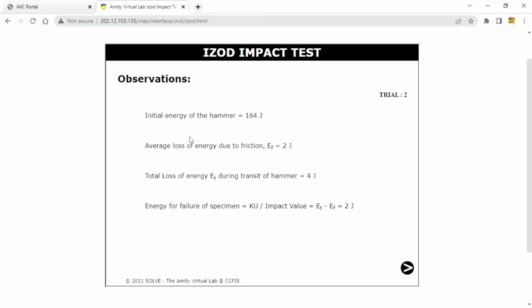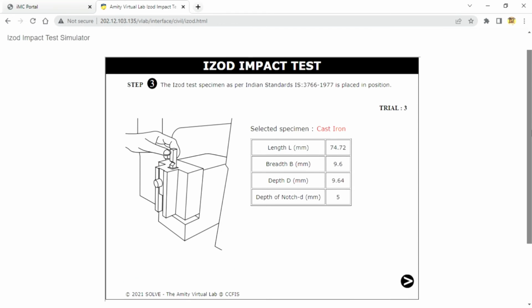The observations for trial 2 are: initial energy of the hammer equals 164 joules, average loss of energy due to friction, EF, equals 2 joules, total loss of energy, ET, during transit of the hammer equals 4 joules, and lastly energy for failure of the specimen, which is also the Ku or impact value, equals ET minus EF, which is 2 joules. Trial 3.